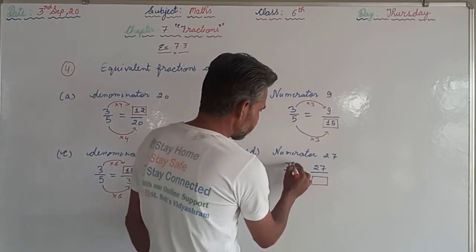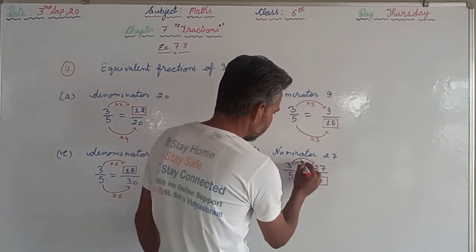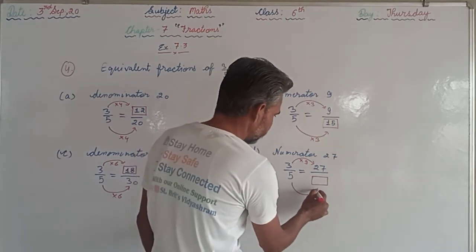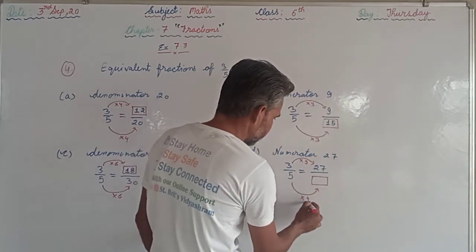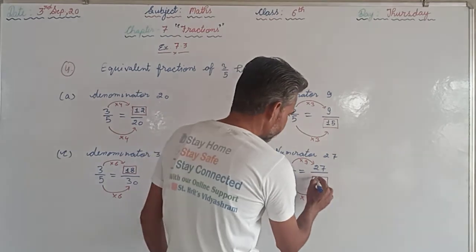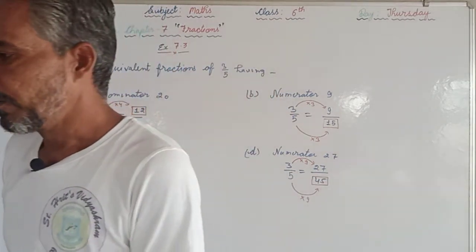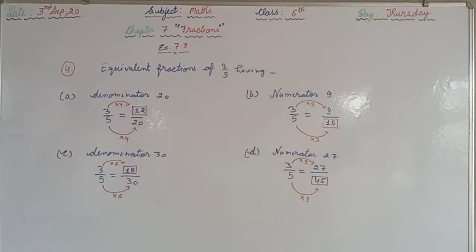Here 3 has been multiplied by 9, 3 nines are 27, so 5 should also be multiplied by 9, 5 nines are 45. So like this we can proceed with the questions. The next question you are supposed to do by yourself.